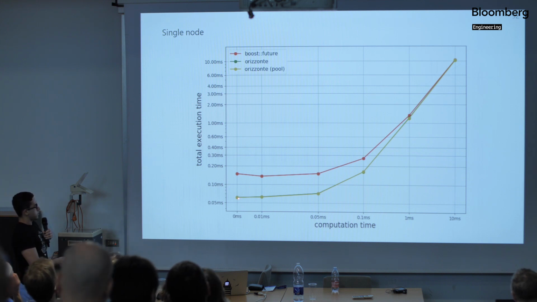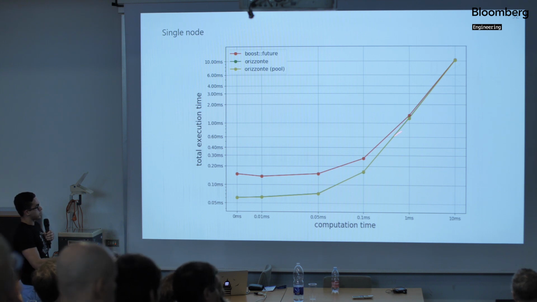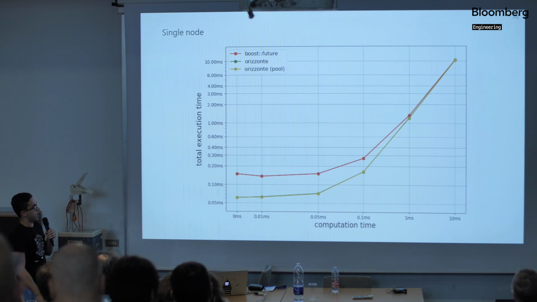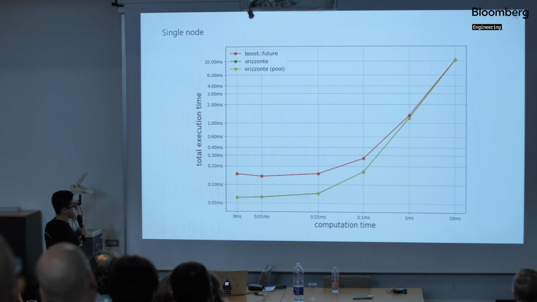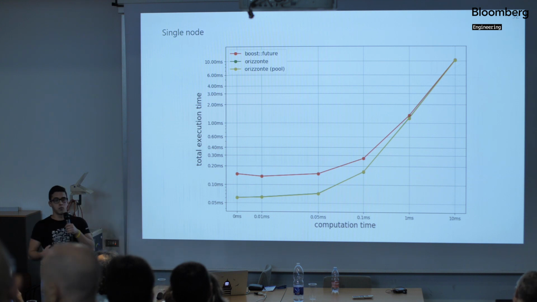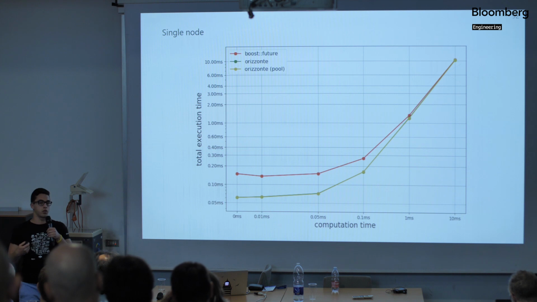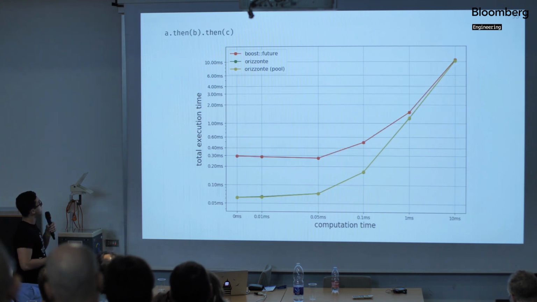In my case, instead, up until computations of around 1 millisecond, you can see a benefit from avoiding all that extra dynamic allocation and type erasure. So the compiler is more liberal with its optimization, it's free to inline more stuff, and we don't need to allocate or type erase anything.